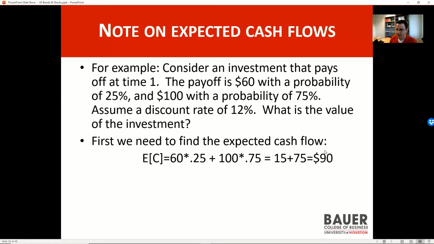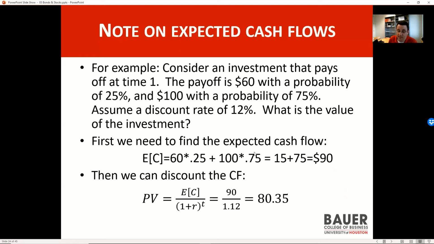Whenever we talk about expected values in this class, we mean in the probabilistic sense, not in the more colloquial sense. So we have one cash flow. We expect it to be 90. We have a discount rate of 12%. So what's the value of this cash flow? We're just going to discount the expected value by the rate to get 80.34.